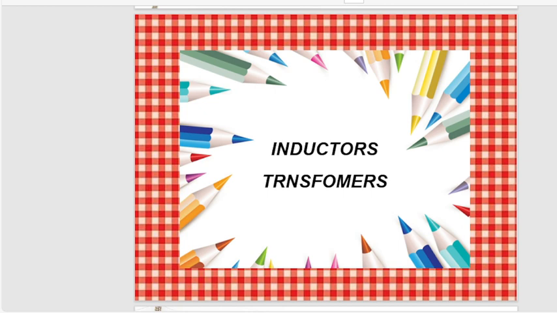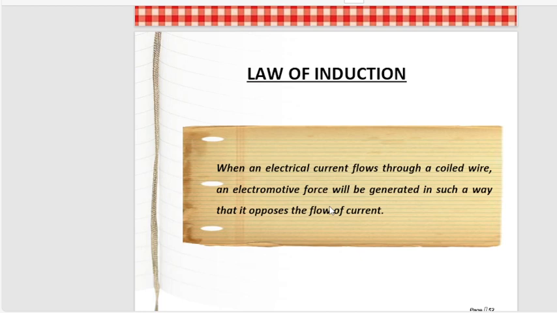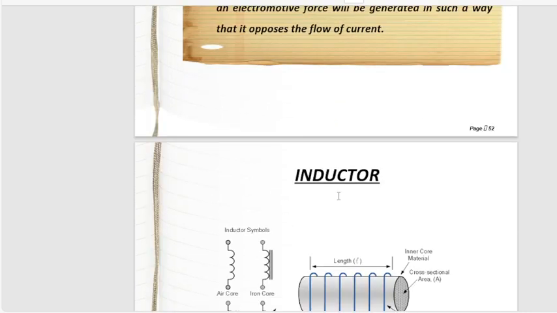So let's start. If we first discuss the inductor, we need to discuss the law of induction. According to the law of induction, when an electrical current flows through a coiled wire, an electromotive force will be generated in such a way that it opposes the flow of current. That is called the law of induction.